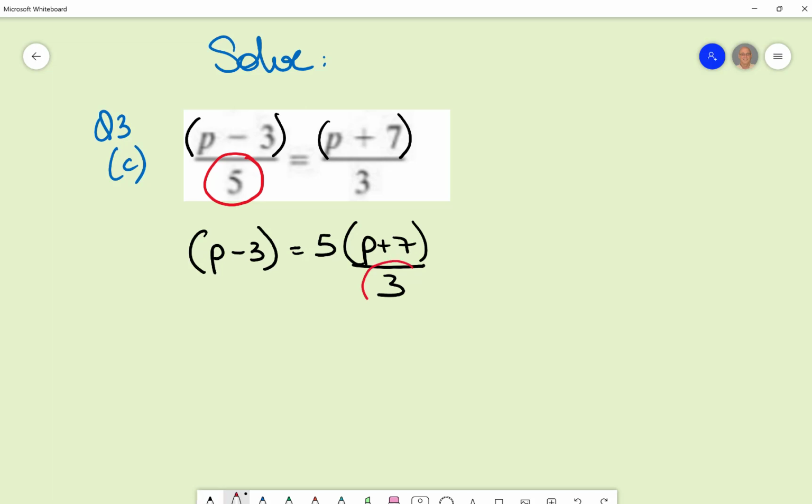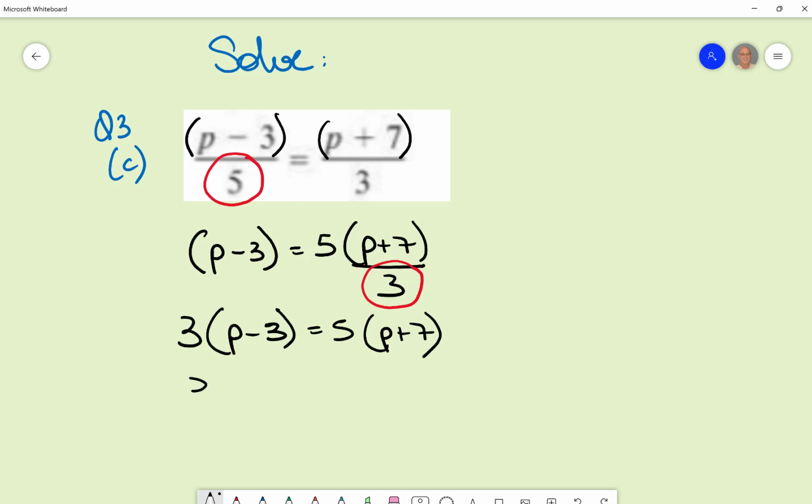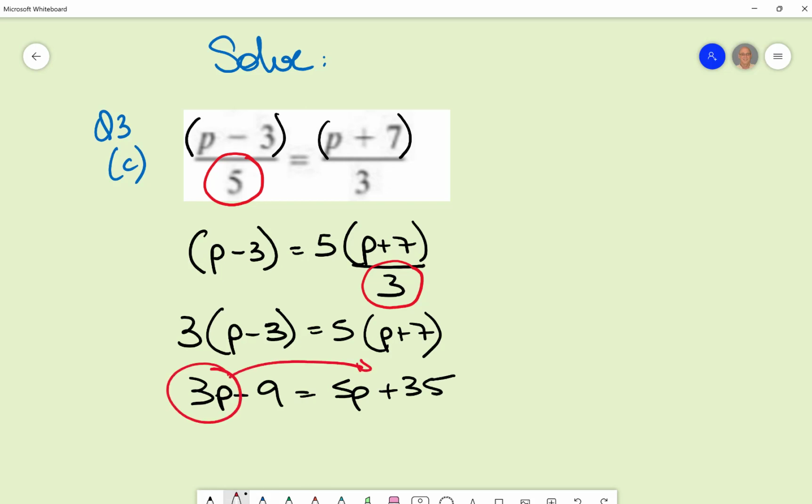I'm going to move this from the right-hand side to the left-hand side, and what I tend to do there is divide by 3, the inverse operation. Now I'll just leave the 5 at the moment where it is. That's all good. Now I'm ready to go. Expand the brackets. Reorganize.